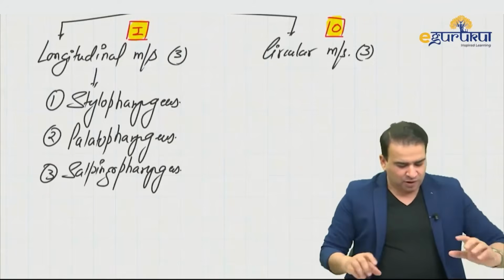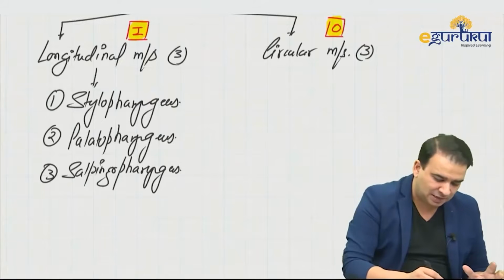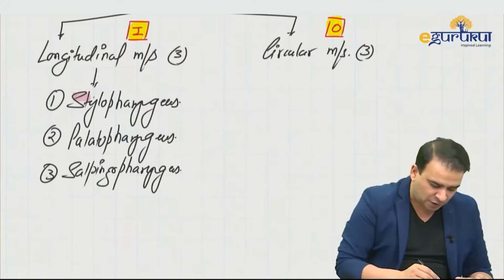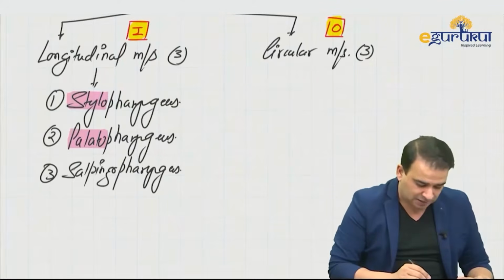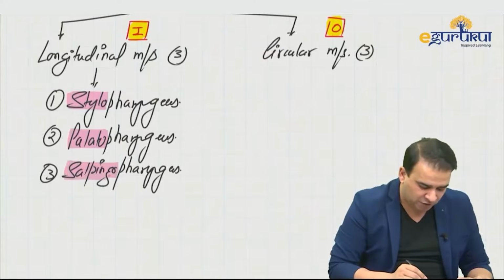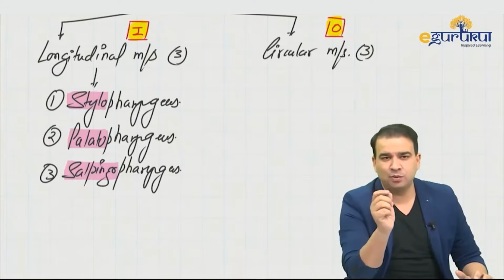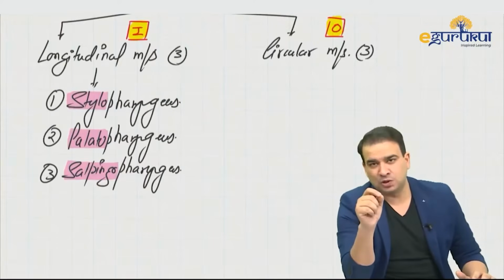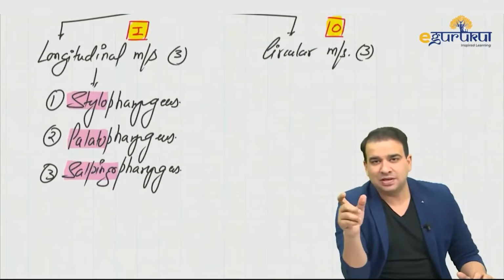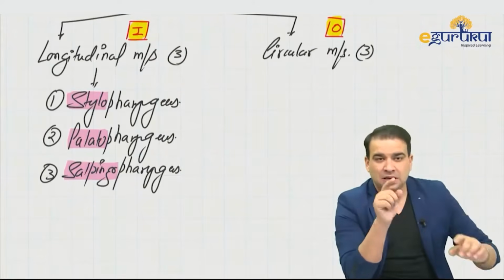Another important thing about the longitudinal muscles: the names actually tell you where they originate from. Obviously stylopharyngeus will originate from the styloid process. Palatopharyngeus will come from the palate and palatine aponeurosis, and salpingopharyngeus will come from the medial end of the auditory tube. So the origin is hidden in their name: stylo, palato, and salpingo. And they have a common insertion also. Like we said, all the constrictor muscles insert to the pharyngeal raphe, not the longitudinal ones.